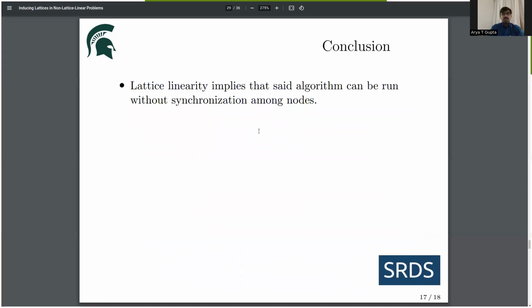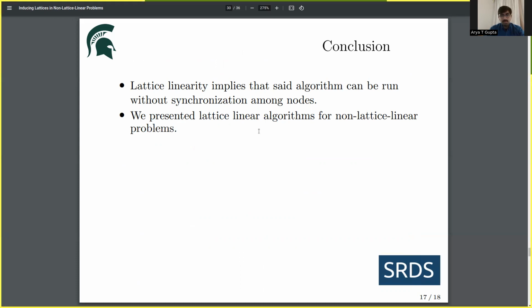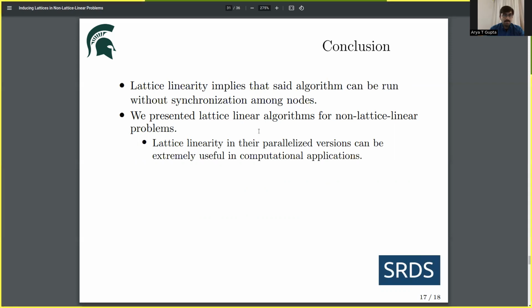In conclusion, lattice linearity implies that the algorithm can be run without synchronization. We presented lattice linear algorithms for non-lattice linear problems: dominating set, coloring, and approximation vertex cover. In these cases, the vertex cover algorithm is not stabilizing, whereas the algorithms for coloring and minimal dominating set are self-stabilizing. So lattice linearity and its parallelized versions can be extremely useful in computational applications because they allow the nodes to run in asynchrony.